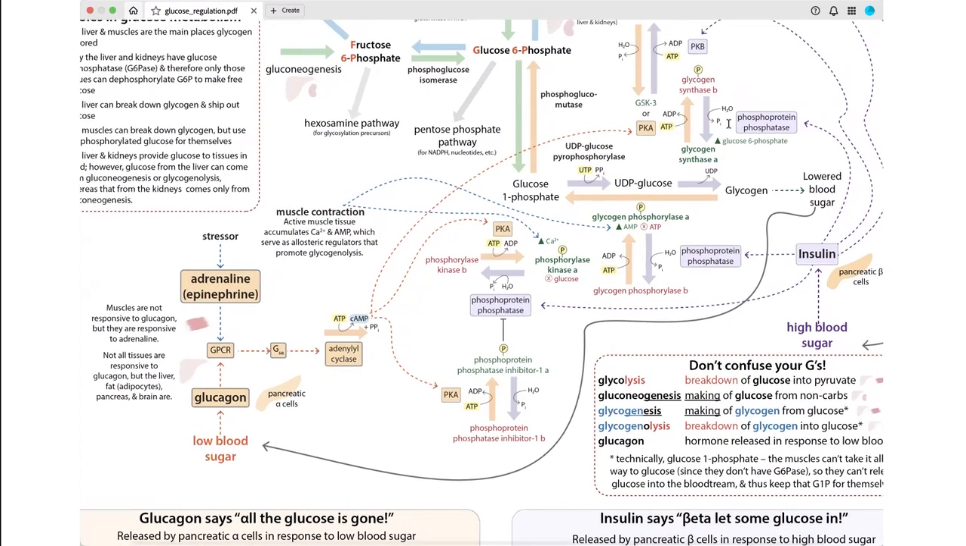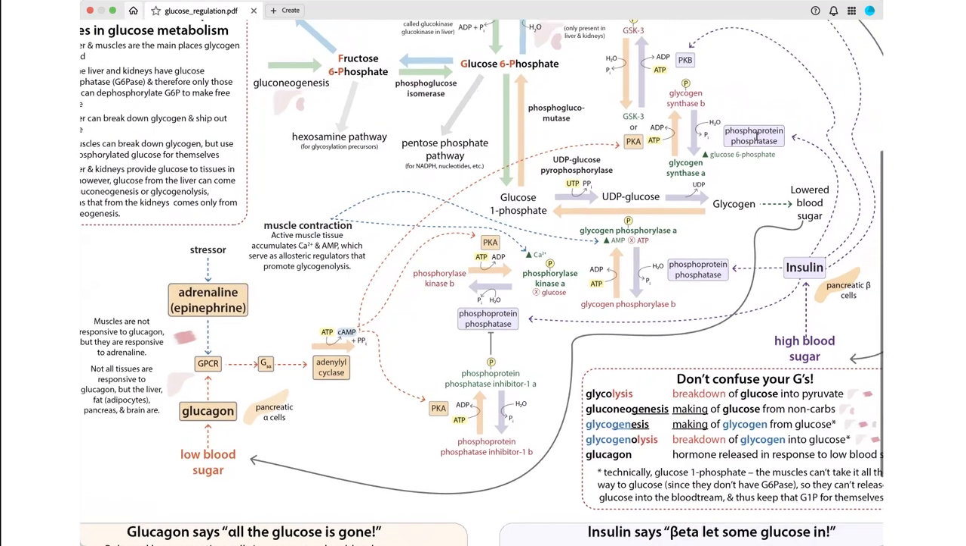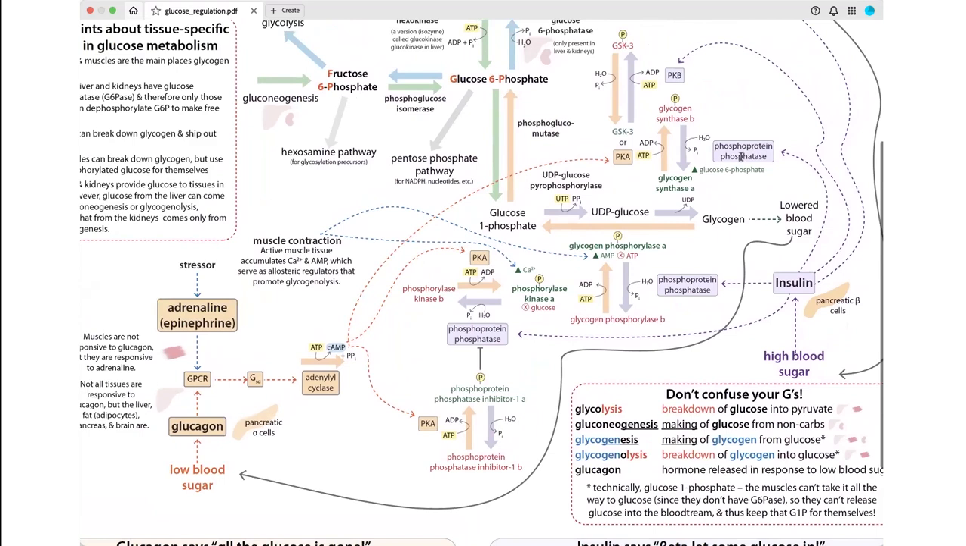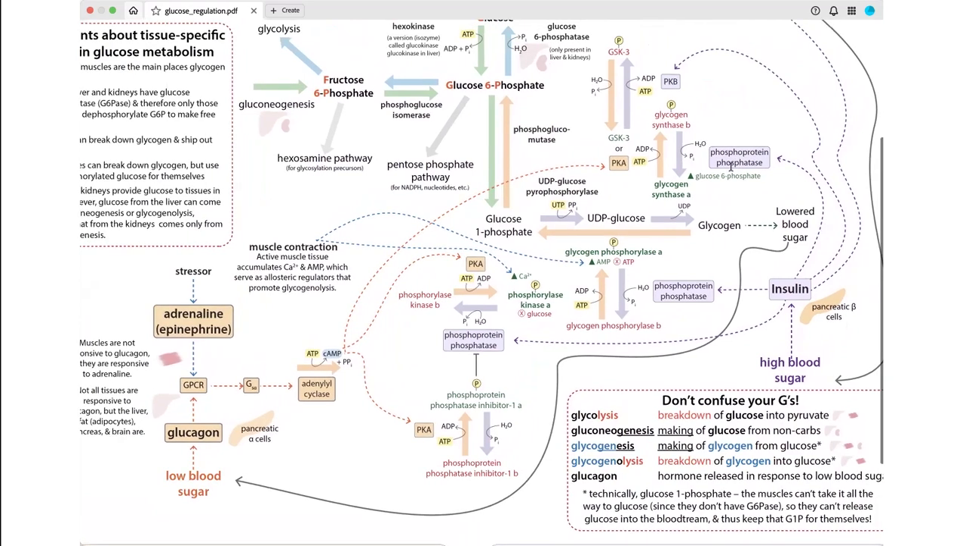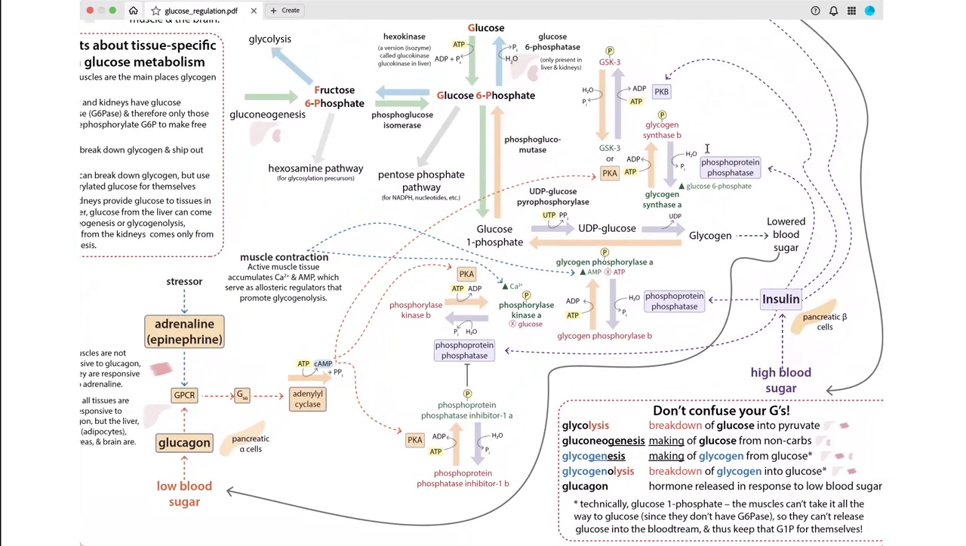If we want to be making the glycogen, we'll want to dephosphorylate it. And we can do that using the phosphoprotein phosphatase that we activated by our insulin. Phosphoprotein phosphatase also gets some help from glucose 6-phosphate. So remember that we want this basically to be active when we have a lot of glucose. When we have a lot of glucose, we're going to have a lot of glucose 6-phosphate.